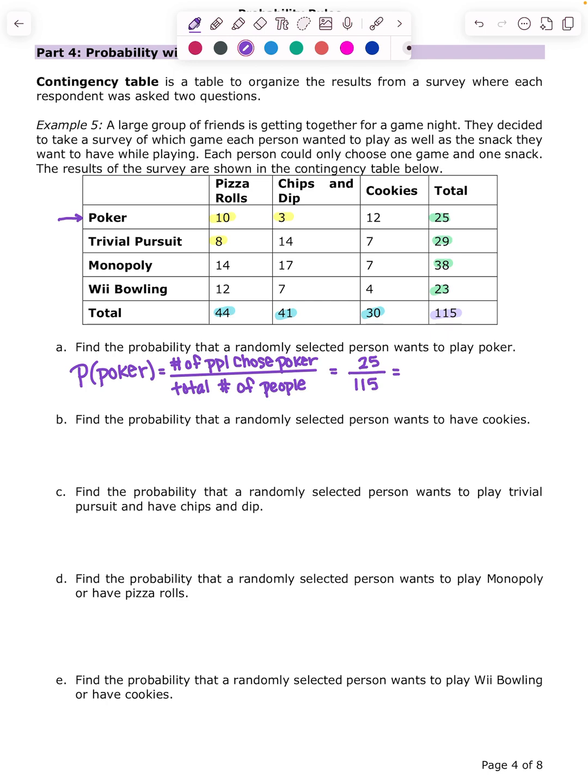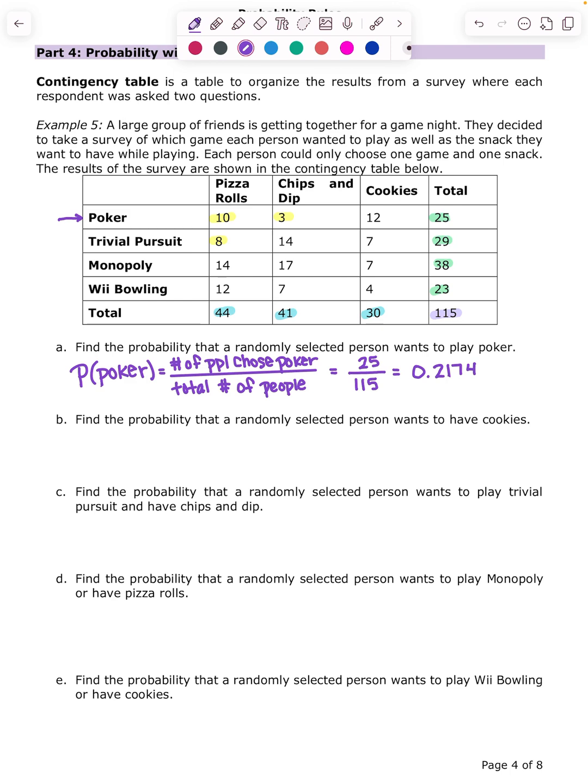25 divided by 115 is 0.2174. We always want to turn these into decimals. We don't want to leave them as fractions. And as a reminder, we always want to round our probabilities to 4 decimal places.